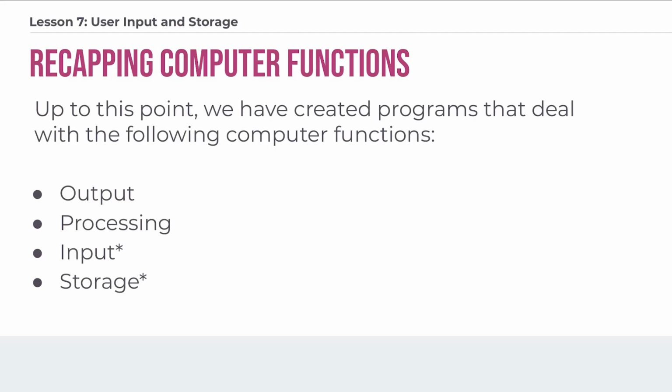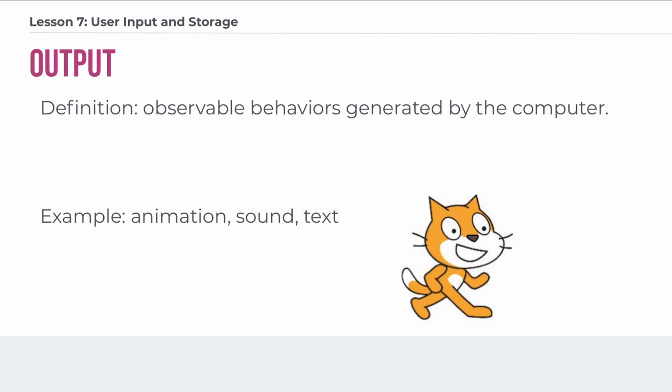To recap what we have talked about up to this point, we've created programs that deal with output, processing, input, and storage. And we'll focus more on the last two topics in this lesson. To give output some review, the definition of output would be observable behaviors generated by the computer.